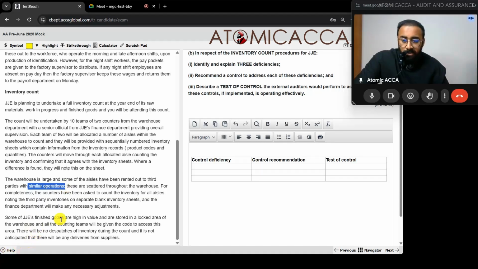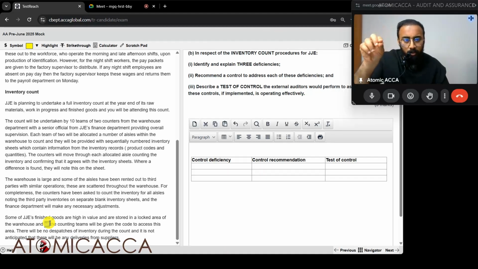Some of JJ's finished goods are high in value and are stored in a locked area of the warehouse, and all the counting teams will be given the code to access this area. Considering that this is a high in value item and it is stored in a locked area, which gives an indication that this is not supposed to be accessed by everyone, but this is being given an access to everyone. Then what is the point of keeping it in a locked area if everyone is given an access? So that gives a very logical understanding that some problem is there. Not everyone should be given the access, only senior officials should be given an access.